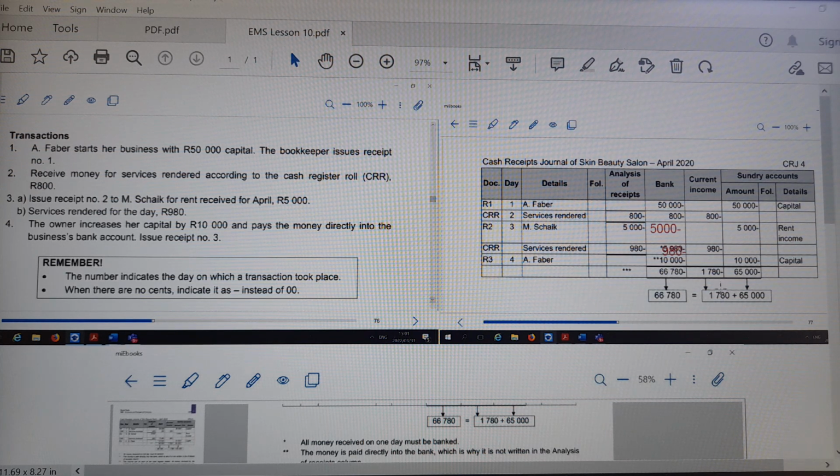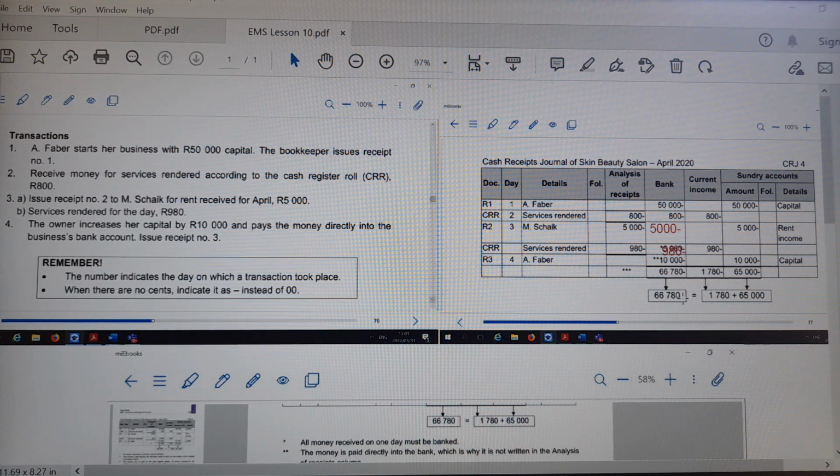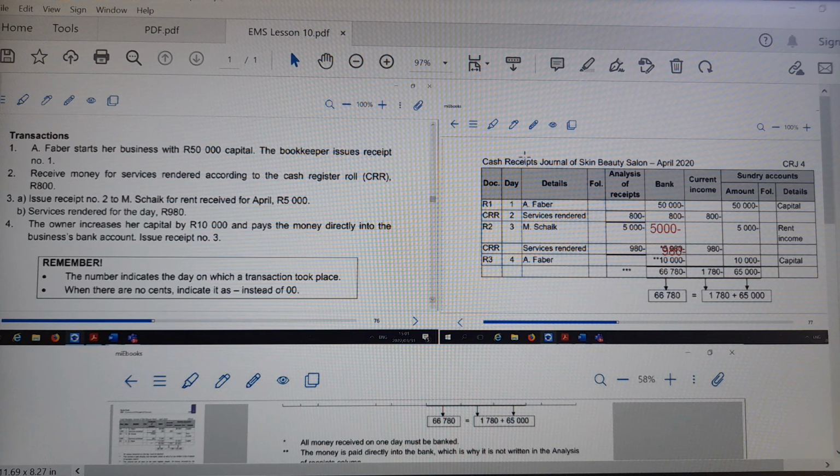Okay, and now we add the bank column, we get the amount, and we get the current income, and we get the sundry accounts total. And if we add these two, we must always get the same on the other side. So please check that if you add 1,780 plus 65,000, you should get 66,780. Okay, so that is how we complete our cash receipt journal.